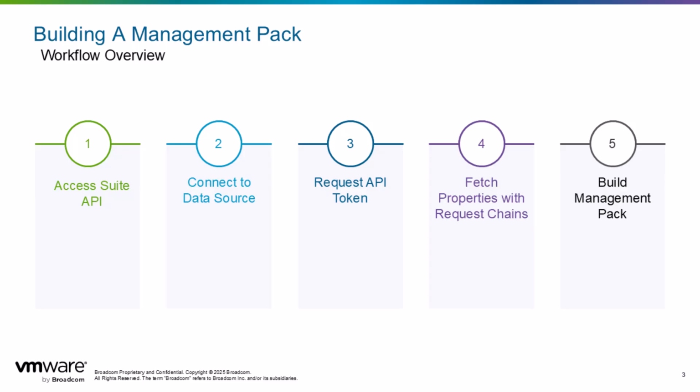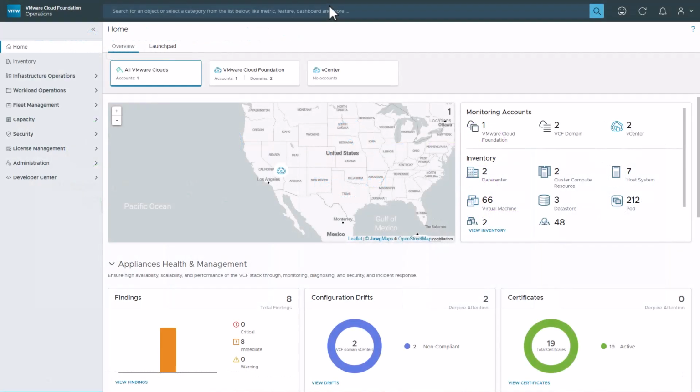Finally, we're going to take this information and add additional properties to our collector object just for reporting purposes. I've got to tell you, it sounds like a lot, but I'm going to try to make this easy to follow. If you're following along, go ahead and open up your VCF 9 environment.